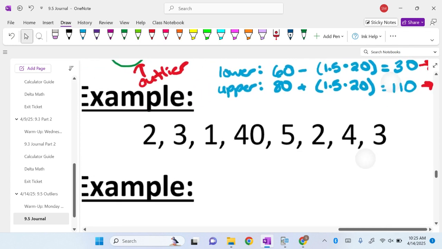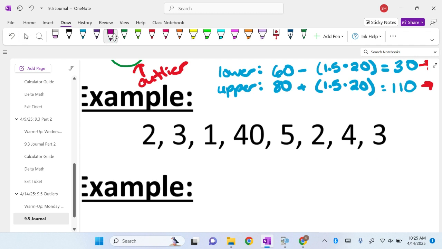Try example 2. Obviously, the outlier is going to be 40, but use your IQR formulas to prove it. So remember, you need to find the Q1, the Q3, the IQR, and then you have to find your lower and upper boundaries. And you can use your calculator to find your Q1, Q3. So go ahead and try it.